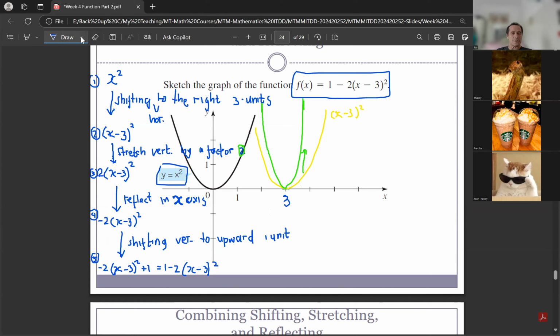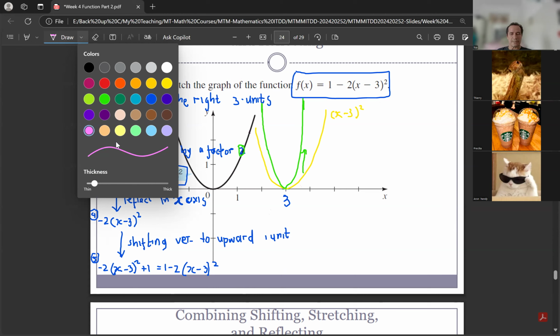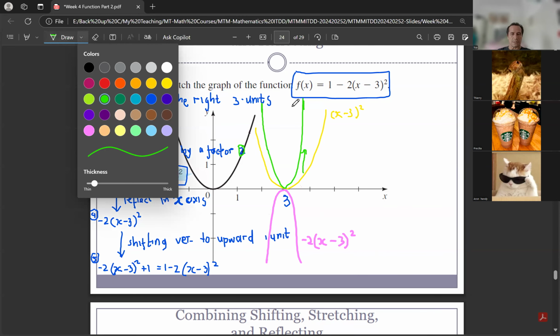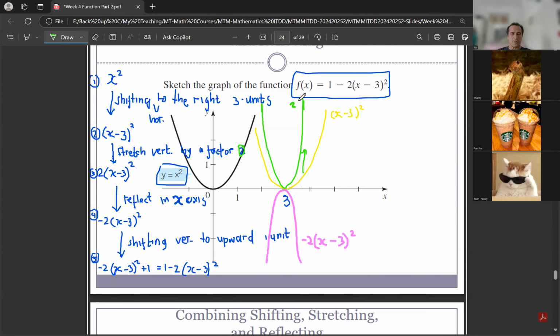So another graph will be like this. Another graph will be like this. This is the graph of minus 2 times (x minus 3) squared. Yeah. And the yellow one should be 2 times (x minus 3) squared.